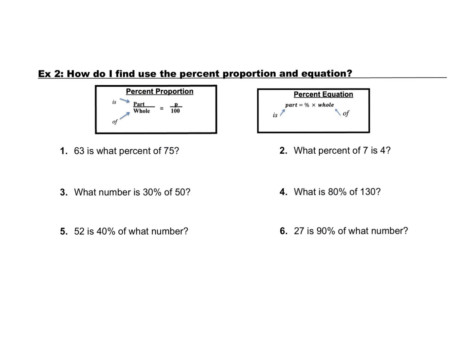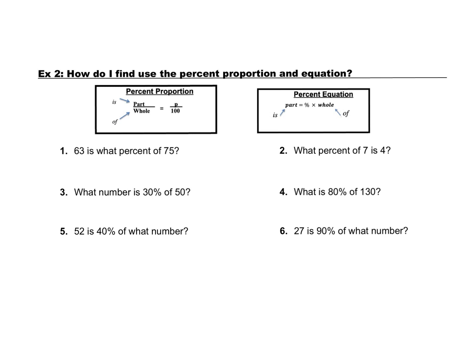All right, example number 2, how do I use the percent proportion and the equation? Some of us like to use the percent proportion, some of us like to use the percent equation. So we're going to talk about both of them. First of all, if you use a percent proportion, remember that the top number is the part, the bottom number is the whole, and words that you a lot of times see are the "is" for the part and the "of" for the whole. And then that is equal to P all over 100.